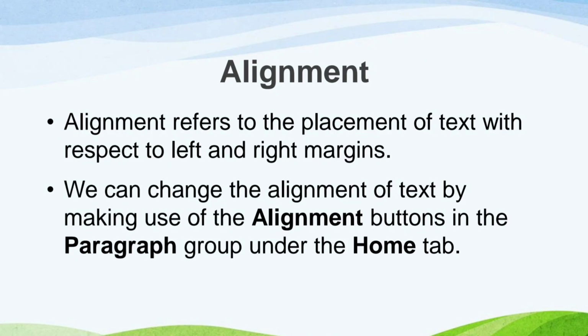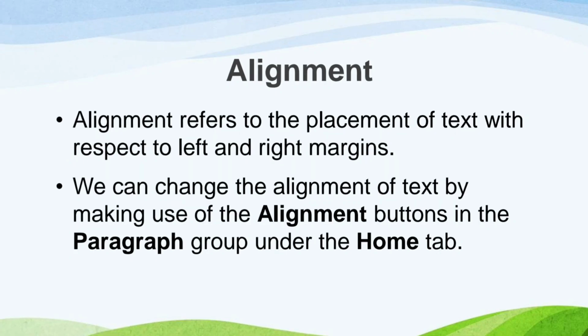Alignment. Alignment refers to the placement of text with respect to left and right margins. In simple words, alignment in MS Word is how you get the text positioned as you want. We can change the alignment of text by using the alignment buttons in the Paragraph group under the Home tab. There are 4 alignment options: align left, center, align right and justify. So let's discuss in detail.